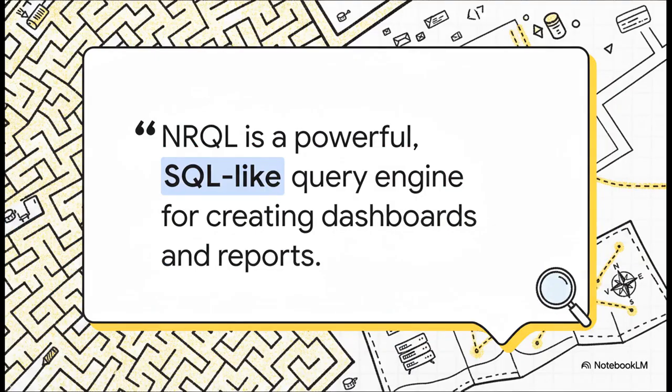And get this, the map is completely searchable. There's this thing called NRQL, the New Relic Query Language, and it's basically a search engine for your entire system's data. You can ask incredibly specific questions like, show me all the errors for users in Germany on an iPhone. It lets you build your own custom views and find the exact answers you need fast.